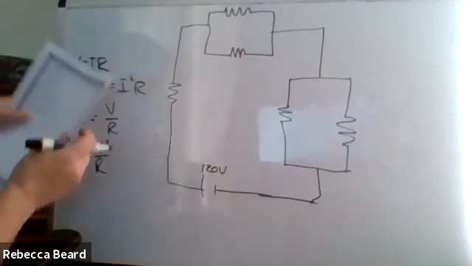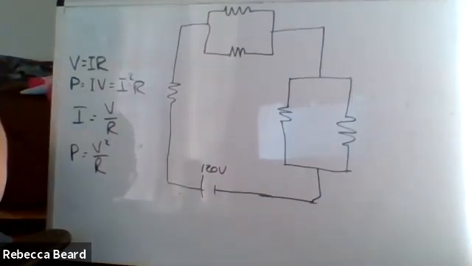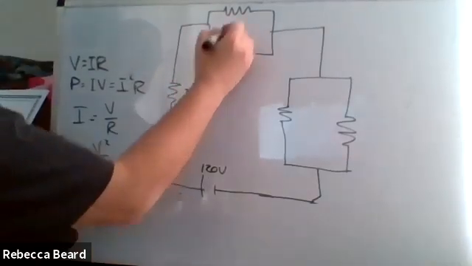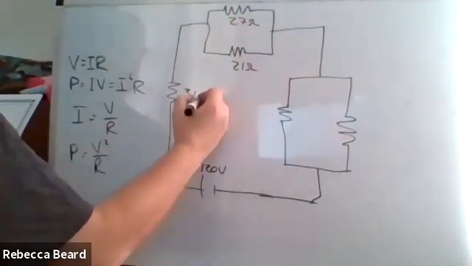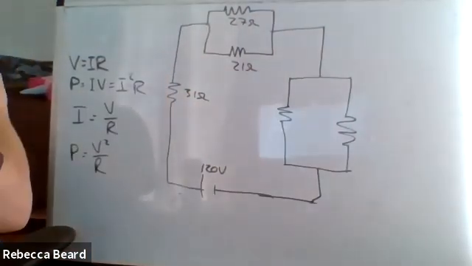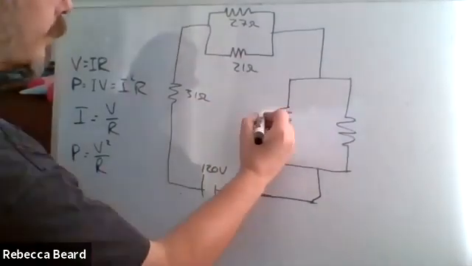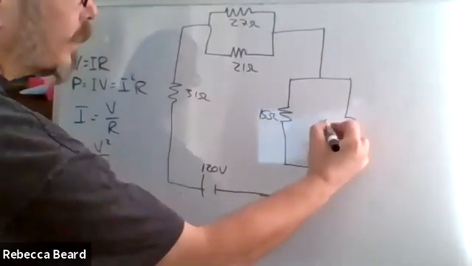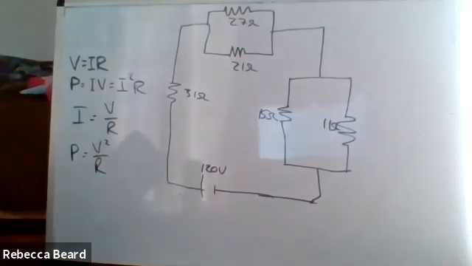Gosh, I can't even see these. We have, is that a 31? 31. 27 ohms. What are these two over on the side? 15 and 11. So 15 ohms and 11 ohms.